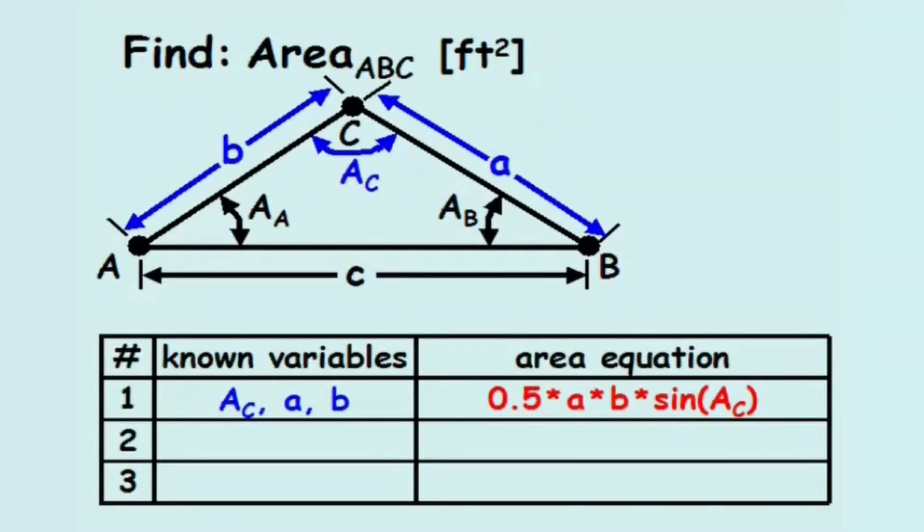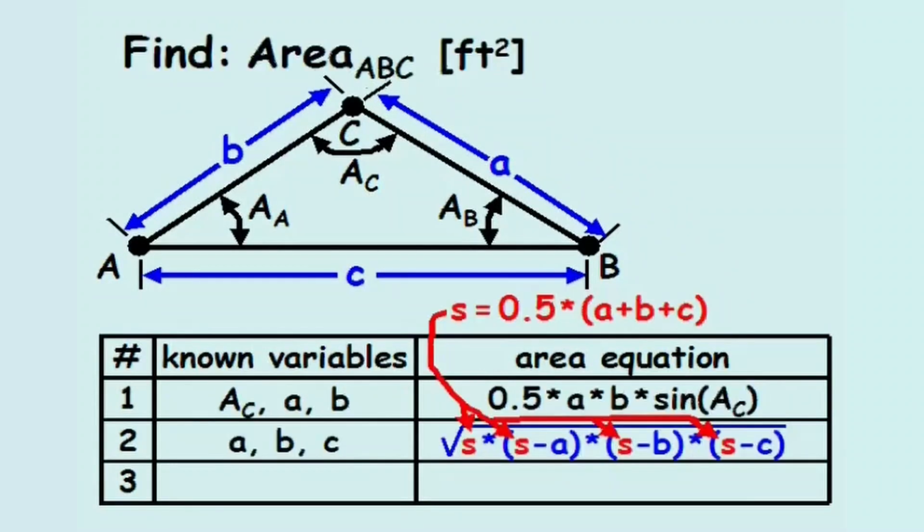A second equation to find the area of a triangle is if all three side lengths are known. Then the area equals the square root of the product of s, s minus a, s minus b, and s minus c. This is called Heron's equation, whereby the variable s equals the semiperimeter of the triangle, or 1/2 times the perimeter of the triangle.